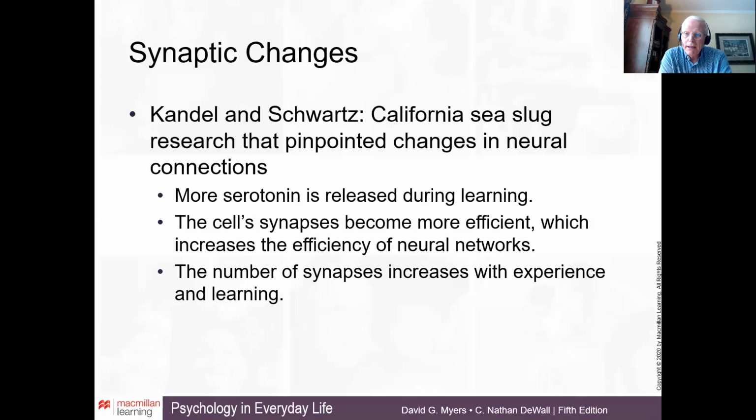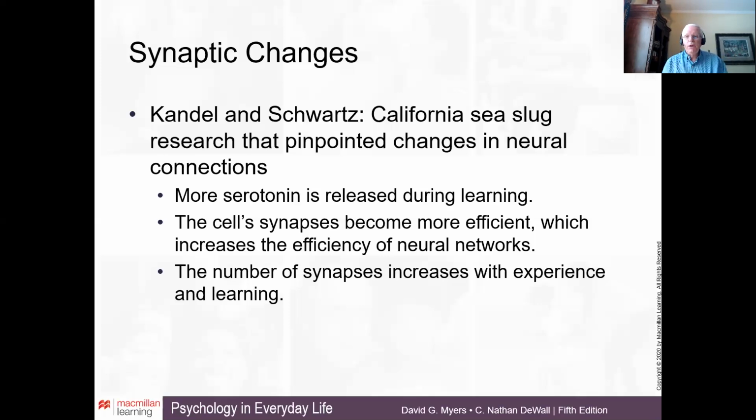New synaptic connections were created. The synapses communicated more efficiently with one another. As networks of neurons were making new and more connections in order for the memories to be created in the little sea slug's nervous system of this learning that had transpired.